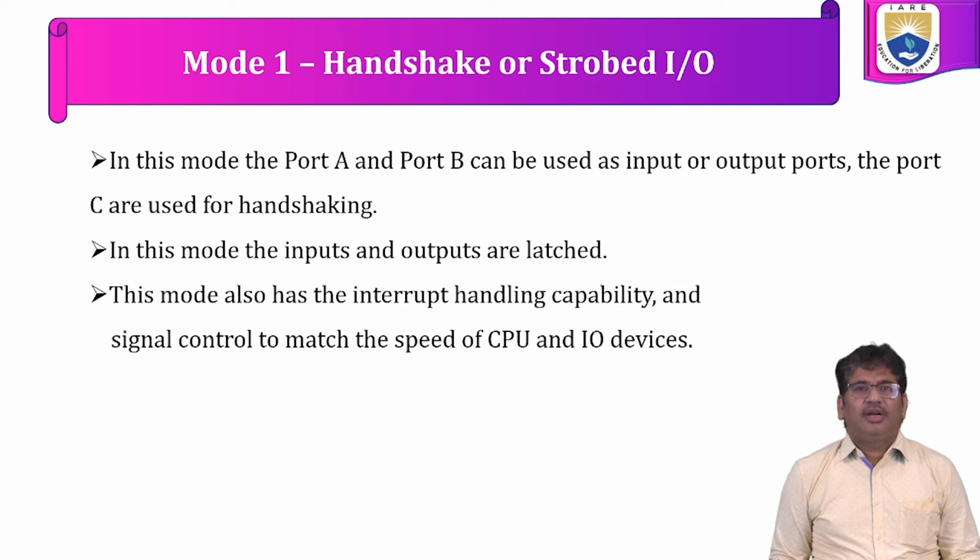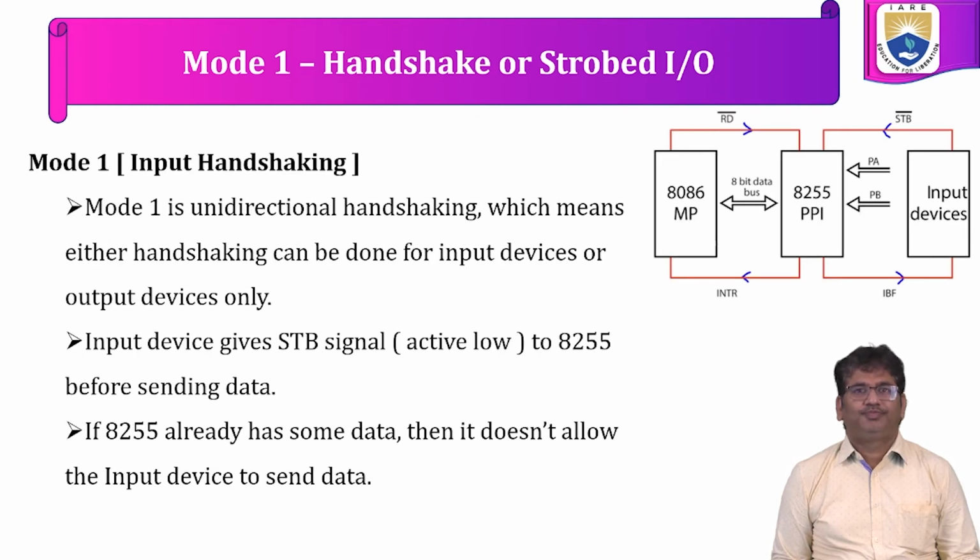Handshake signals are nothing but, before sending the data, a signal is given indicating the data is going to arrive. After receiving the data, depending on the readiness of the other device, it will give an acknowledgement indicating the data is received. We will see in detail the various handshake signals present when we are configuring for input as well as for output. Mode 1 is a unidirectional handshaking, which means handshaking can be done for either input devices or output devices only.